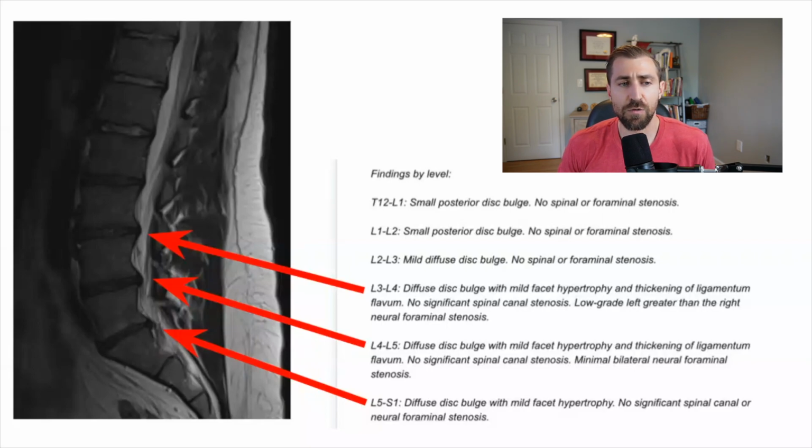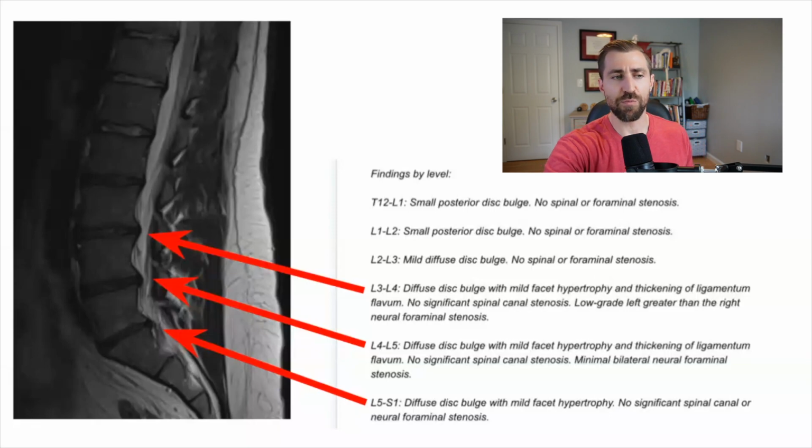So T12 to L1, largely unremarkable. Same thing at L1, L2, same thing at L2, L3. And then at L3, L4, it got a little bit more interesting. There was diffuse disc bulge with mild facet hypertrophy and thickening of ligamentum flavum. No significant spinal canal stenosis. Low grade left greater than right neural foraminal stenosis.